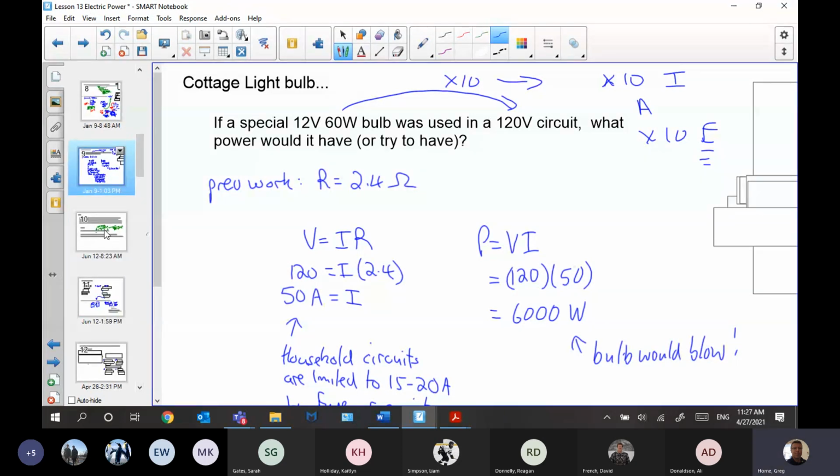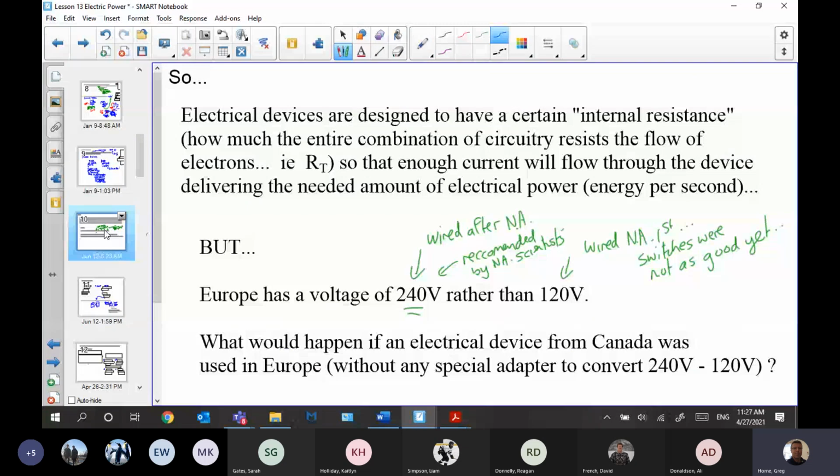Save yourself from frying a heater element in your water heater and stuff like that.